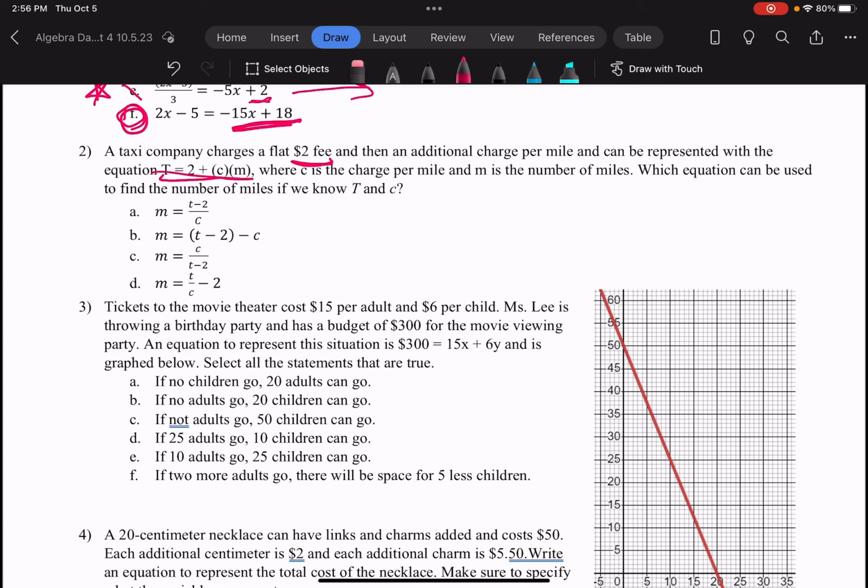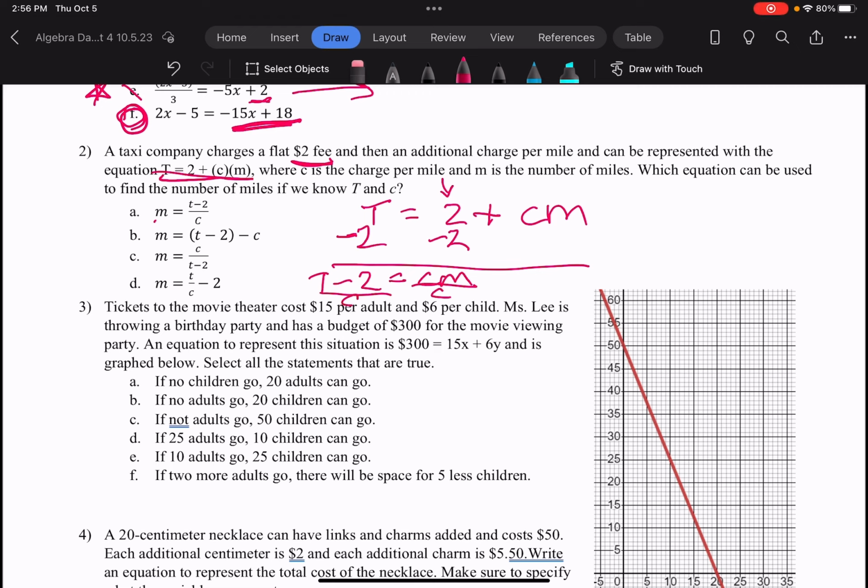Which equation can be used to find the number of miles? So we're looking for m equals. If we have t equals 2 plus c times m, and we want to find m, we first are going to get rid of this by subtracting 2 on both sides. So we get t minus 2 equals cm. And then I want m by itself, and this is multiplication, so I'm going to divide by c.